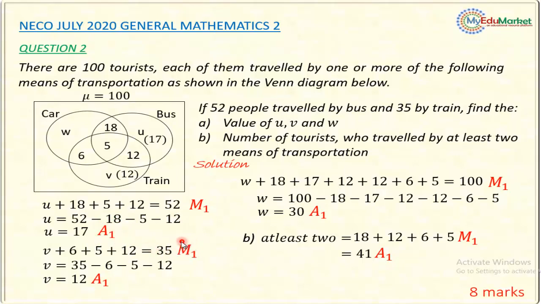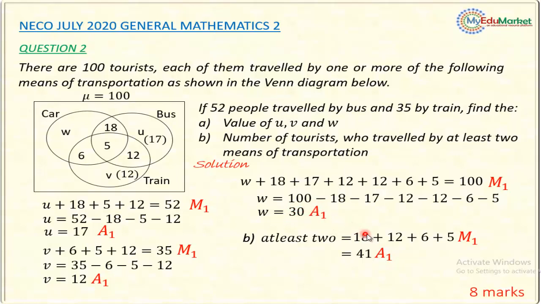And an attempt to get V, that is using the cycle for train, adding everything equals 35, you have method 1 mark there also. And solving that to get V exactly equal to 12, you have the accuracy 1 mark. And the next mark is an attempt to get W, adding everything and equating to 100, so forming that very equation equal to 100. In your attempt to get W, you have method 1 mark, and getting W as 30 exactly, you have the accuracy 1 mark.